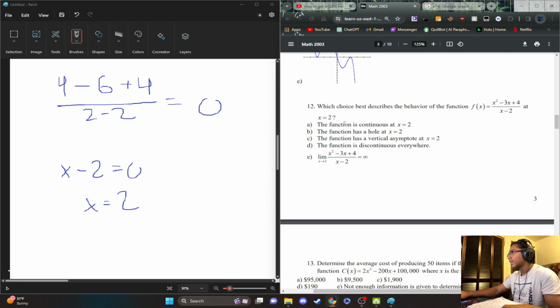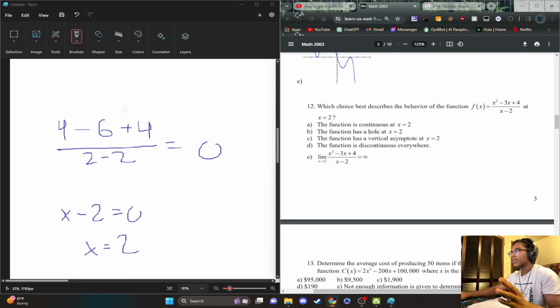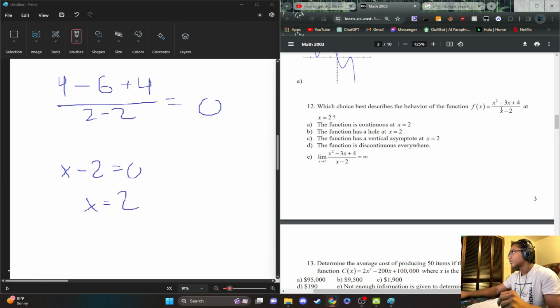So let me explain why the others are not correct. A is saying that the function is continuous at x equals 2, and if it was continuous, the denominator would not equal 0, right? A hole is basically something that you can take out from the top and the bottom, and you can't take out the 2. The function is discontinuous everywhere is not true. If it was discontinuous everywhere, the whole denominator would just be 0. If x equals 3, then it would not be discontinuous. And the limit cannot be this because you have a 0 on the bottom. It can be infinity, right?